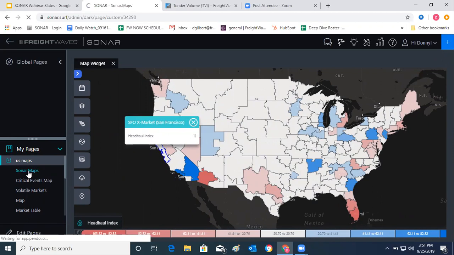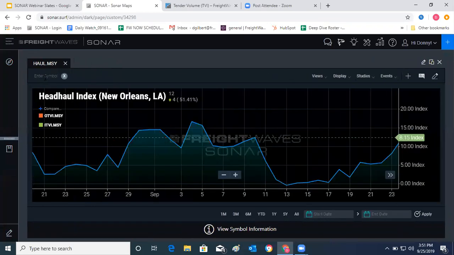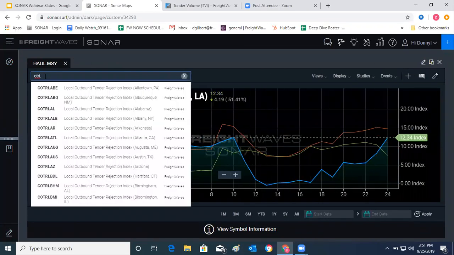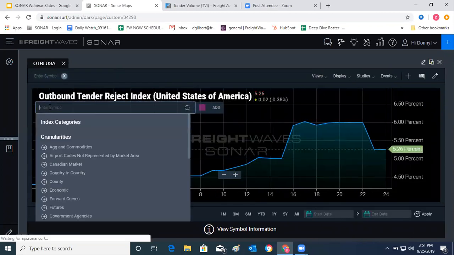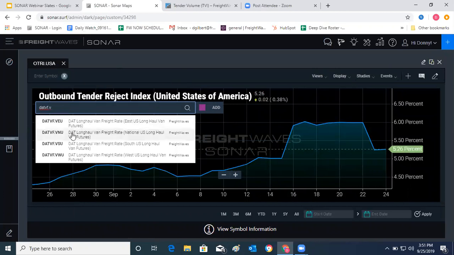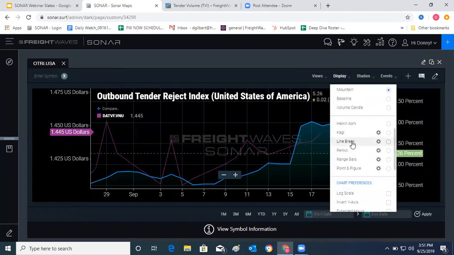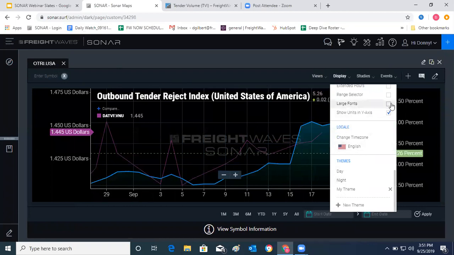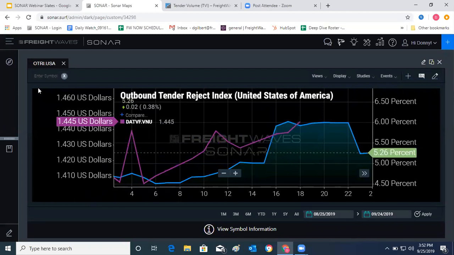So what I want to do here is go to our charts, and I want to show you outbound tender rejection rates on a US level, and compare that to one of our rating tools, and we use DAT here. I'm going to bring up the average long haul rate that DAT shows across the US. Let me turn on our large fonts so I can see a little better. This will increase the size of our numbers and the line on the graph.